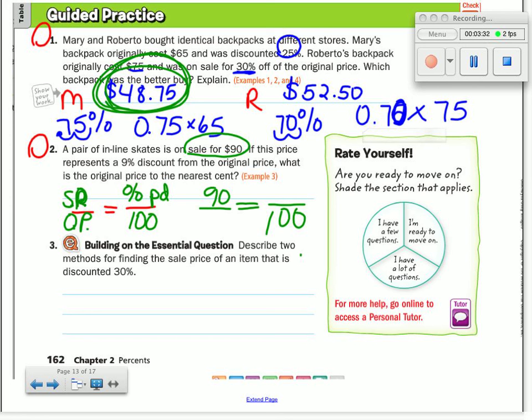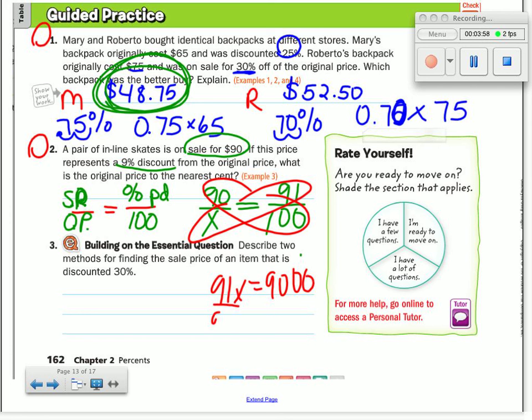If this represents a 9% discount, what percent am I actually paying? 91. So you took 100 minus the 9%. We're paying 91%. So our percent paid goes up here. And then this gives us our X, our original price. So when I do cross products, I get 91X equals, cross products, I get 9,000. Divide by 91, cancel. And 9,000 divided by 91 gives us what?